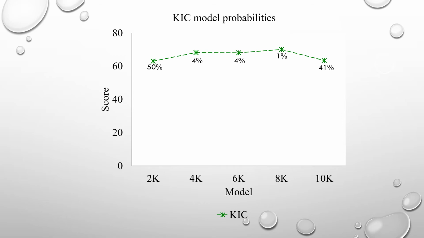These are the KIC model probabilities calculated based on their scores. You can see the simplest model with 2 parameters has a probability of 50%, and the most complex model with 10 parameters has a probability of 41%. The other 3 models have low probabilities. This probability is the probability that the model represents the true but unknown groundwater flow system.